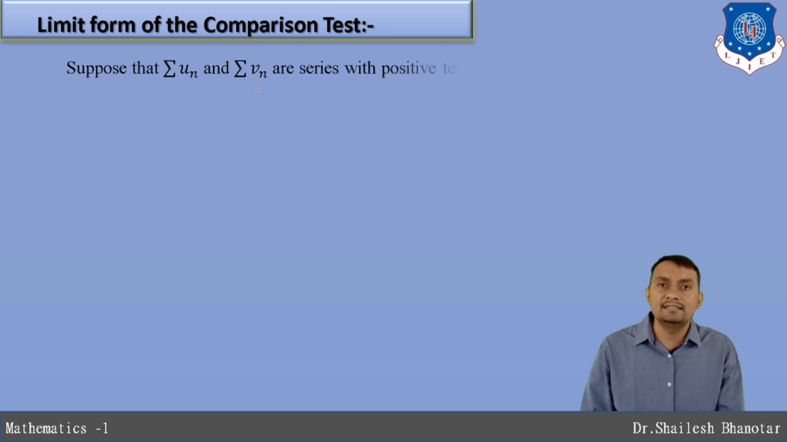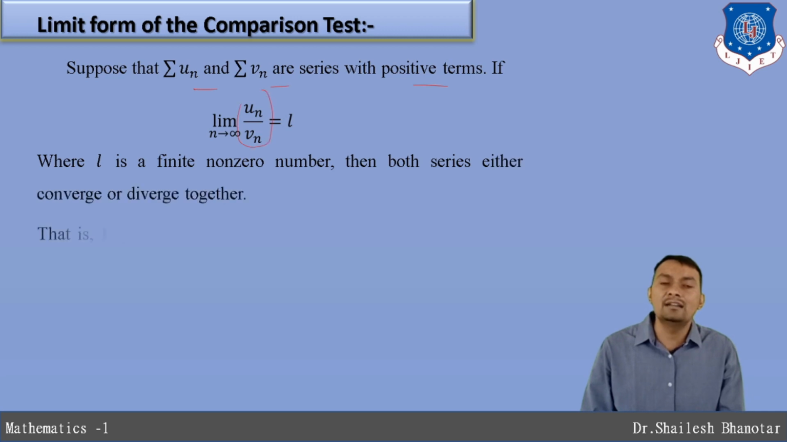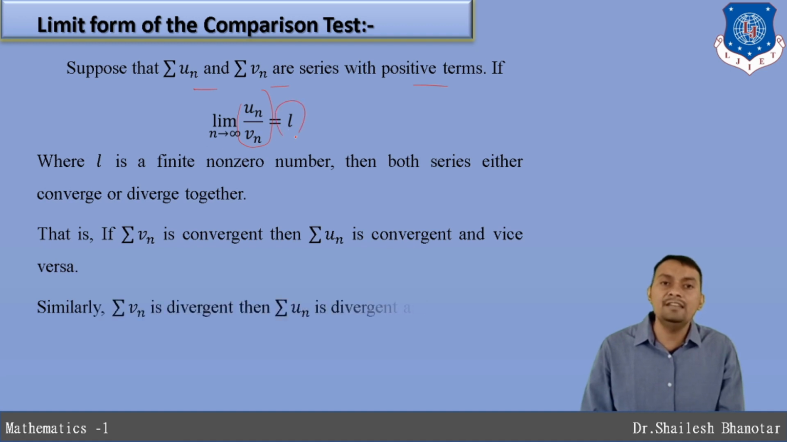Now the limit form of the comparison test. Suppose that un and vn are both positive term series, and suppose you take the ratio of un and vn and take the limit as n tends to infinity, and you get the answer L. If it is a finite and non-zero number, then both series will be convergent or divergent together. That means we are not able to decide based on this alone. But if the series vn is convergent, then the upper series will be convergent, and vice versa. That means if the series vn is divergent, then the upper series is also divergent.